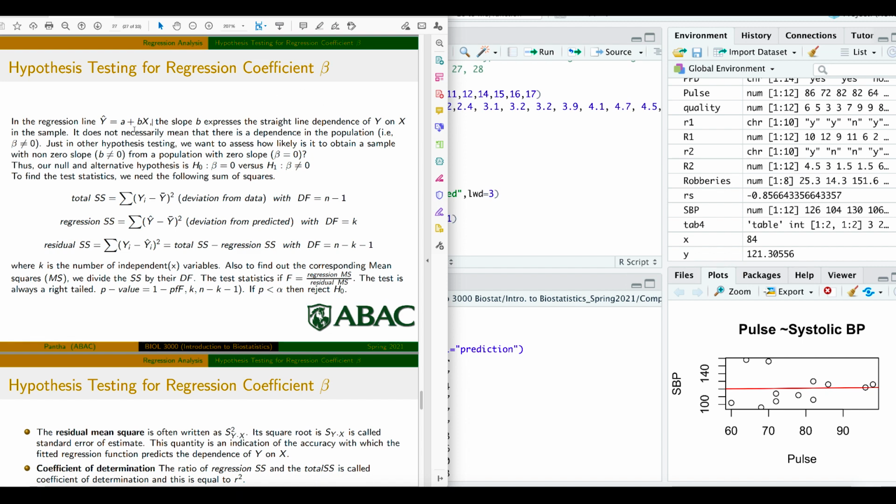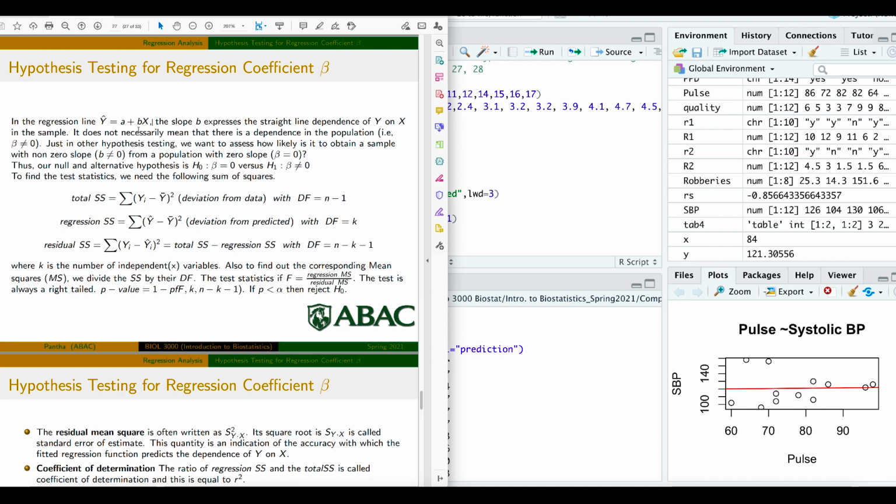That means if b is not equal to 0, for every unit change in x, you will see b unit change in y. But if b is 0, you see that for any change in x, there is no change in y, because y will be a all the time if b is 0, right? That is for the sample. Now, using that sample regression coefficient, you want to test a hypothesis for the population.